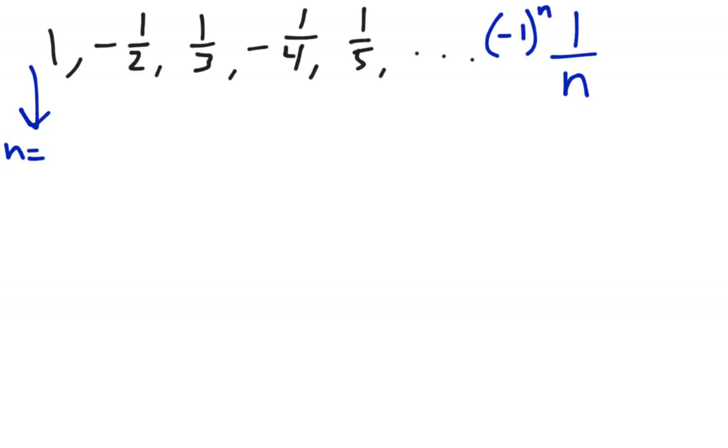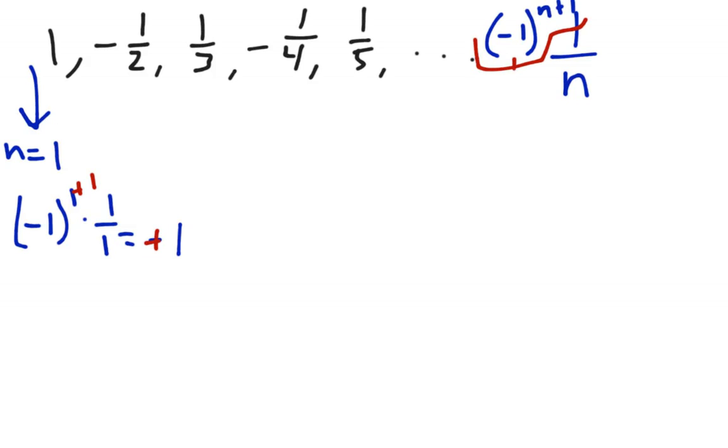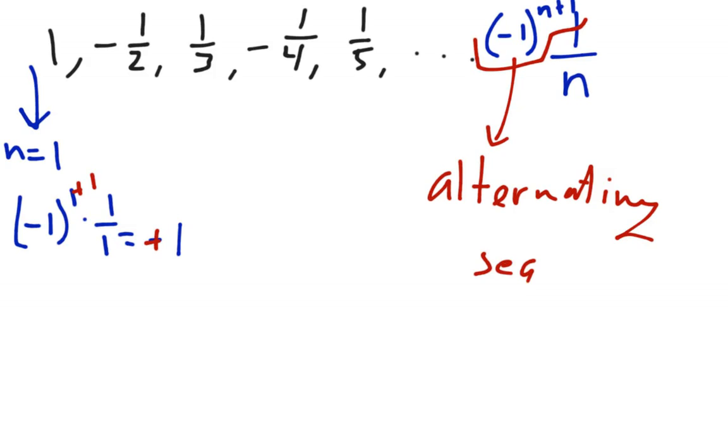Notice here that this is n equals 1. And so if I use my formula, negative 1 to the 1 times 1 over 1, I would get negative 1. I don't want that. So what I have to do is add 1 to the exponent on the negative 1 in order to make this a positive. And so my formula ends up being negative 1 to the n plus 1 times 1 over n. So just remember that if you see a negative 1 to an exponent, this is going to make it alternate. And you get something called an alternating sequence.